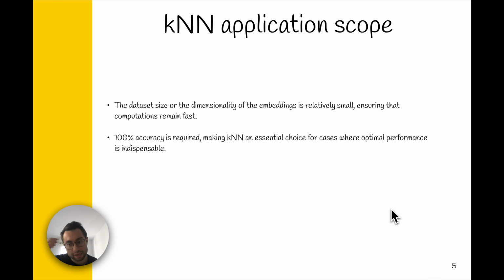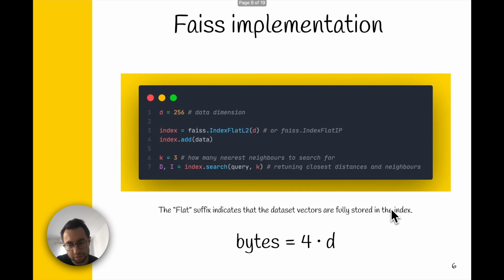And given that, we can conclude that there are mainly two application scopes for kNN. The first one, when the dataset size or the dimensionality of embeddings is relatively small, and it allows you to ensure that computations remain fast. And the second one is when you absolutely require to have 100% of accuracy. So in this case, kNN will be the best choice for you. Otherwise, it's strongly recommended for you to use another algorithm.